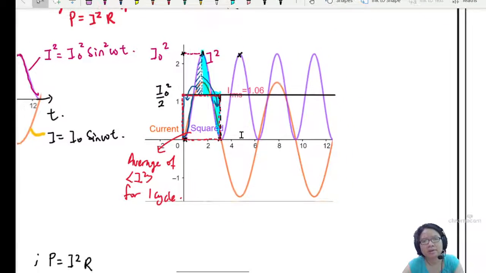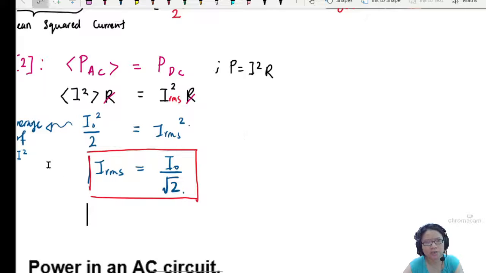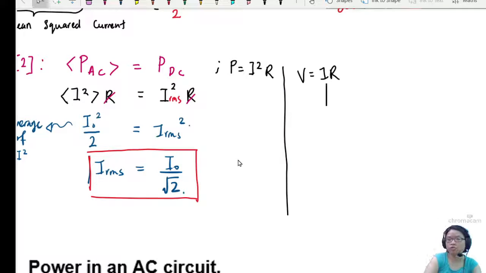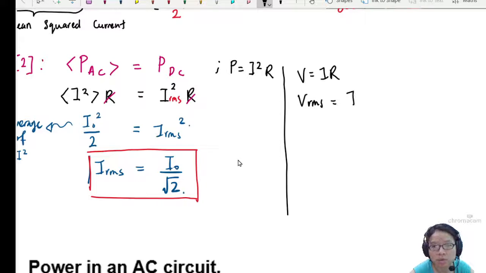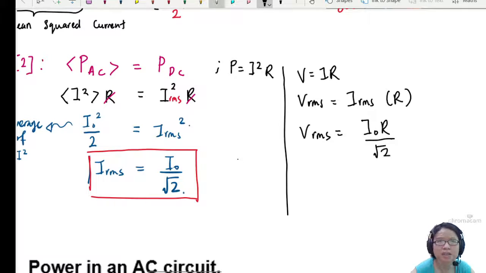Okay. All right. So what else do we need to know? Since we have the RMS current, we know from the equation V is equal to IR, so I'm just going to draw a line and write here. V RMS will be equal to I RMS times R. So to find the root mean square voltage, you will notice that this I RMS is I naught times R over root 2.